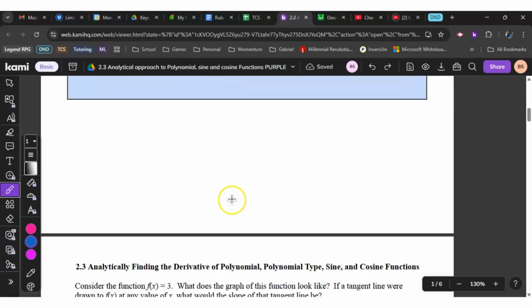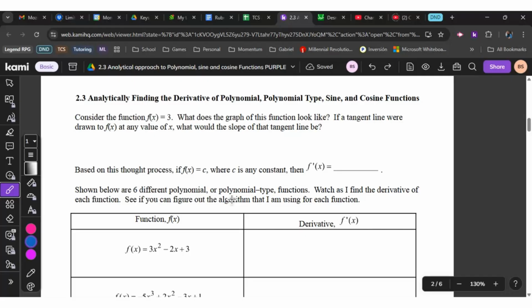All right, let's actually get into the lesson today proper. So we're going to consider the function f of x equals 3. What does the graph of this function look like? So let's start right there. F of x equals 3. That's the same as y equals 3. What does that graph look like?